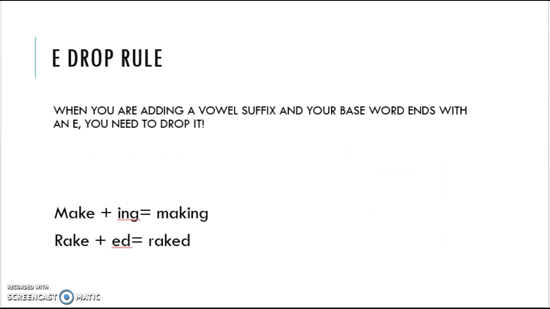The next rule is the E-drop rule. When you're adding a vowel suffix and your base word ends with an E, you need to drop it before adding on that suffix. For example, make becomes making, or rake becomes raked. You only use this rule when there is an E at the end of the word.